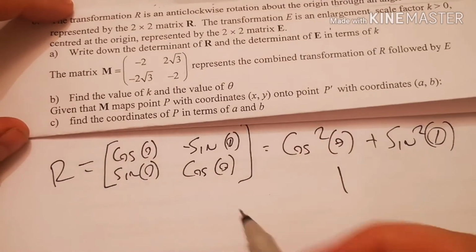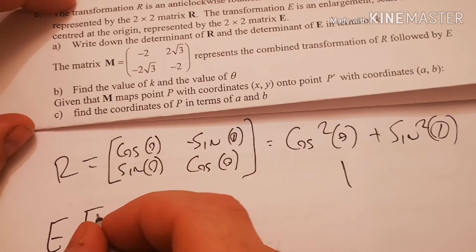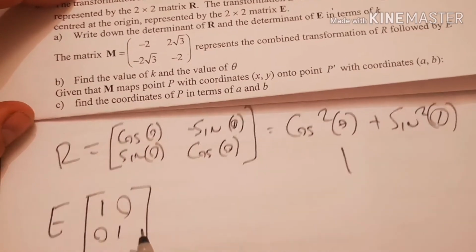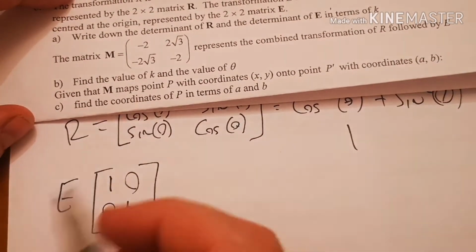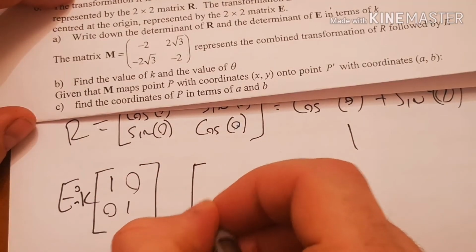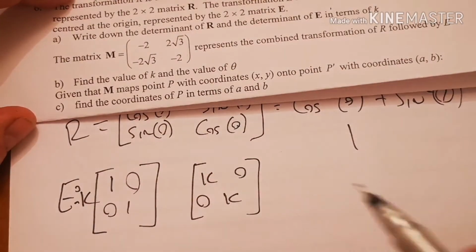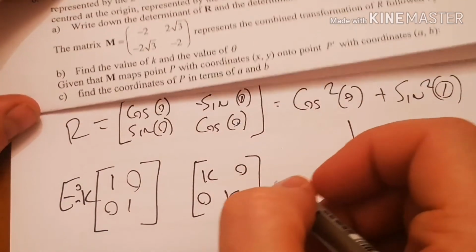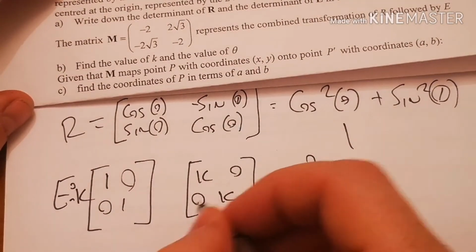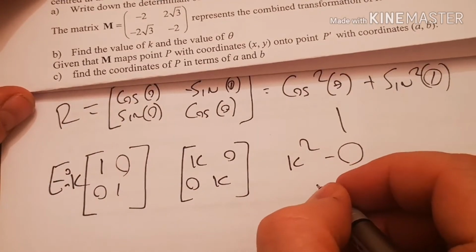Which is nice. Now, if we think about the enlargement, my normal, let's do 1, 0, 0, 1. Okay, just my basic square. If I'm going to enlarge this by scale factor of k, this just becomes k, 0, 0, k, because it's just multiplication. Now my determinant of this will be these two multiplied together, which is k squared, subtracted by those two multiplied together, which is 0. So my determinant for E equals just k squared.